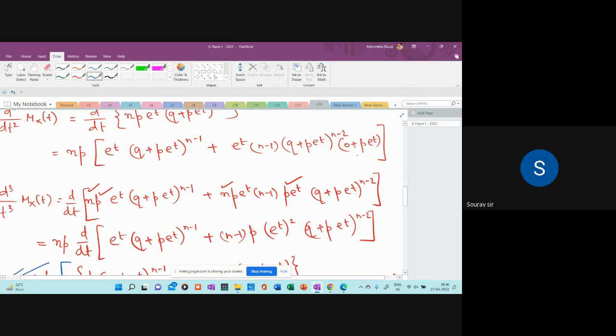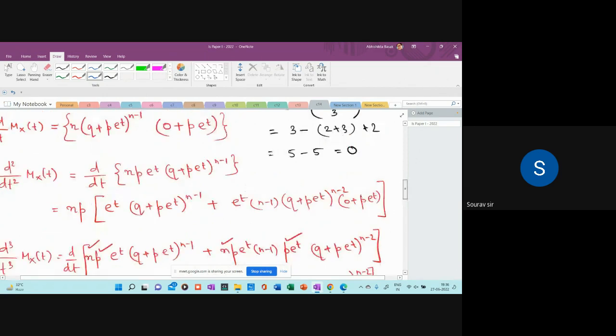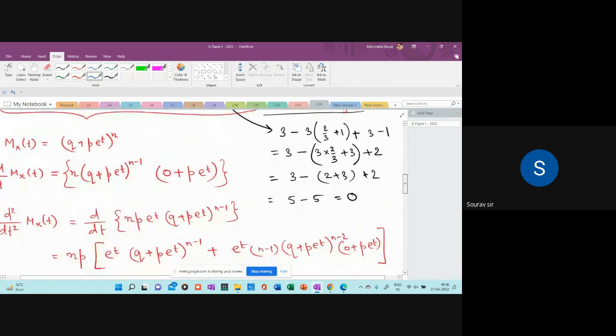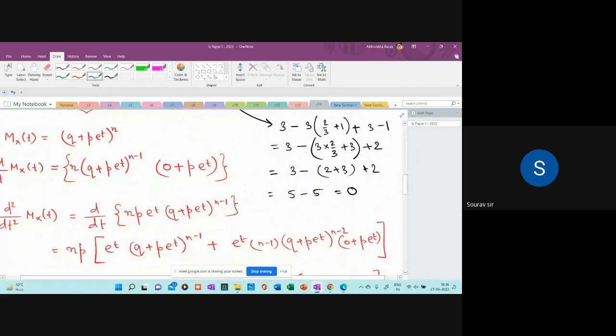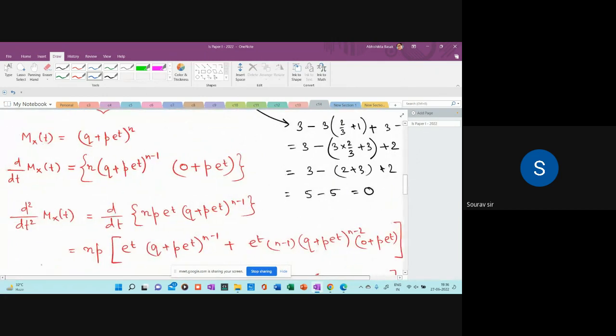Just check the derivatives with me. Have I made any mistake or not? Okay, ma'am. The first one was this one. So let's check the derivative: n into this to the power n minus 1, plus p into e to the power t.